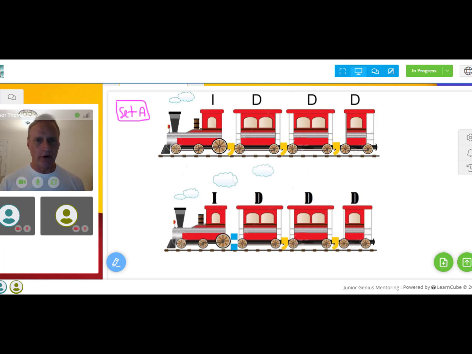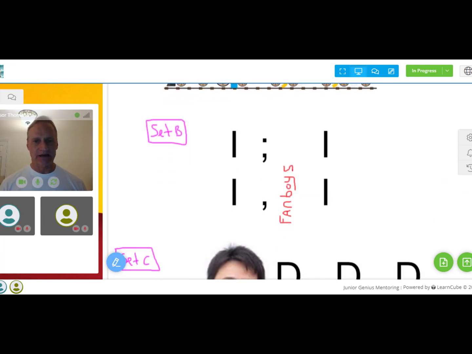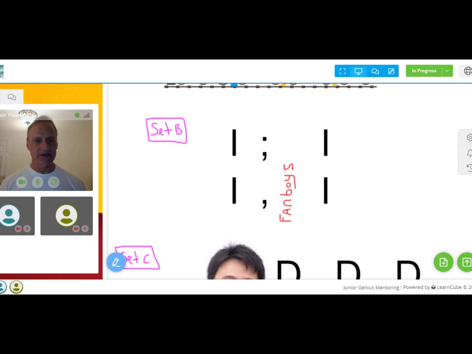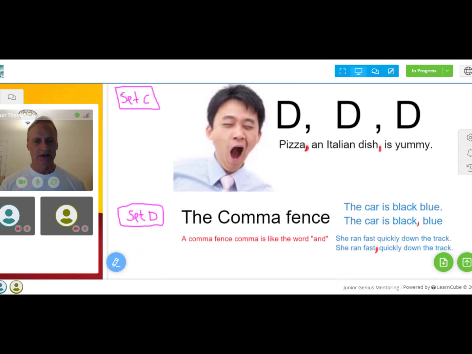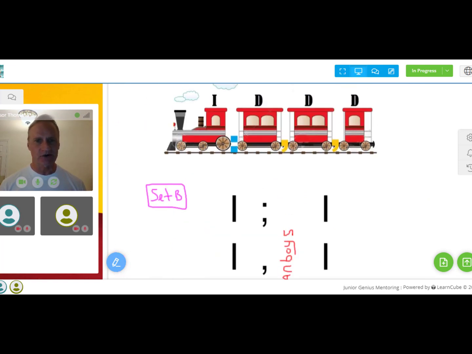All right, so here's a quick overview of what we're going to do for today. Today is test 52C English. We're going to go over a couple of different sets. Set A, we'll look at some trains. Set B is going to be a dot comma and fanboys. Set C is going to be a review of Mr. Chung. And set D is something called the comma fence. Okay, so let's go ahead and get started, everyone.